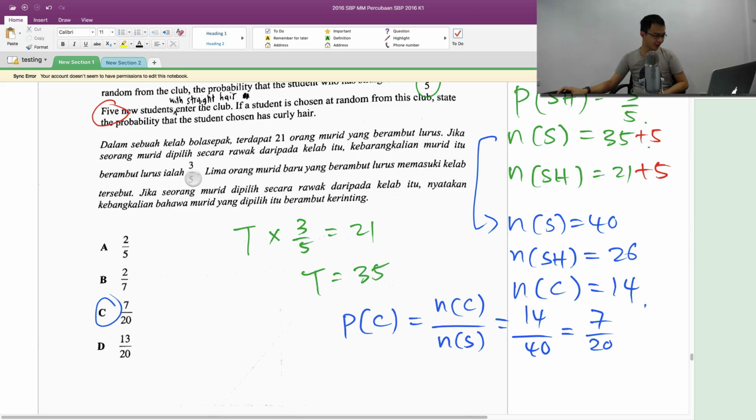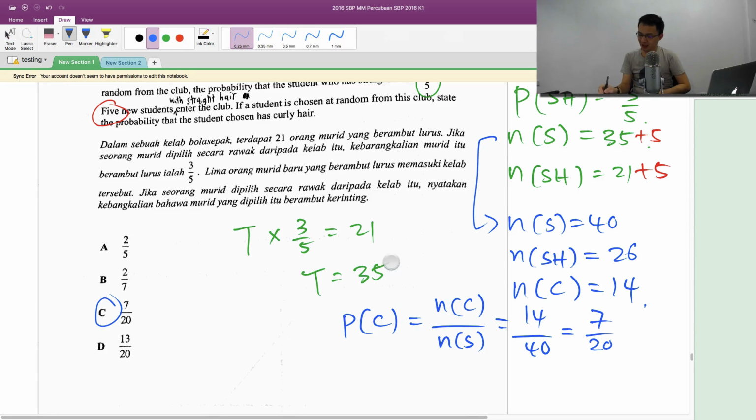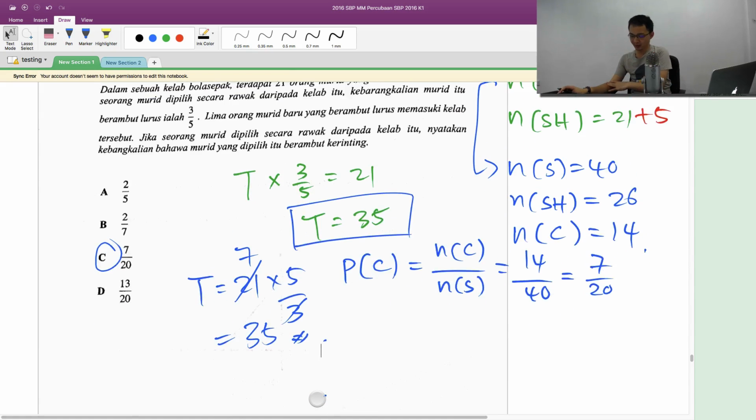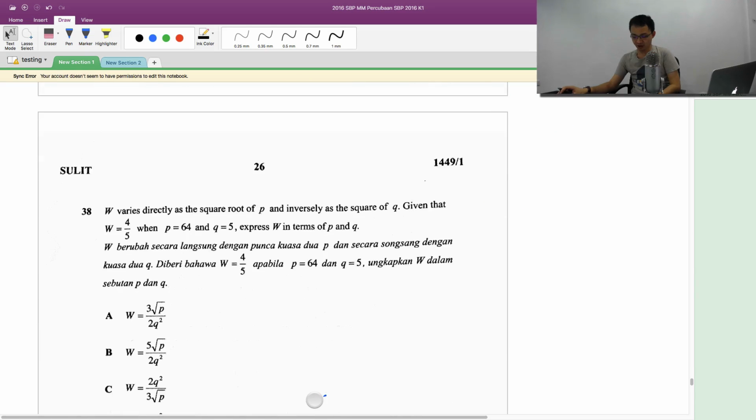Teacher, 35 isn't it 21 divided by 3 over 5? Yes, you mean how do I actually get 35? Yes, exactly, this is how I get 35. Or you can do it like this: 21 multiplied by 5 over 3. You simplify, you get 7, and 7 multiplied by 5 is 35. Okay, this is how I get 35. Some question from Swat, but I don't get it. Anyway, let me continue to question 38.